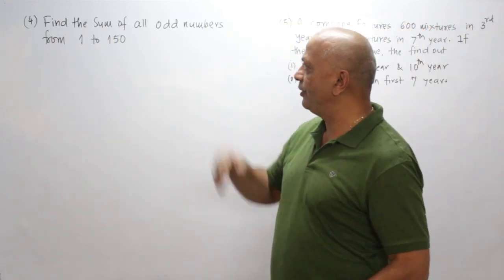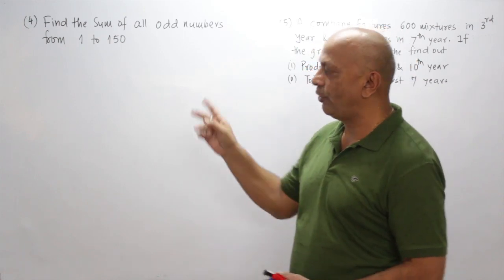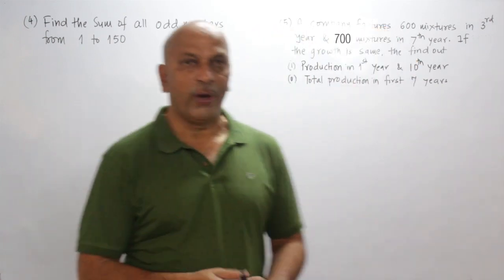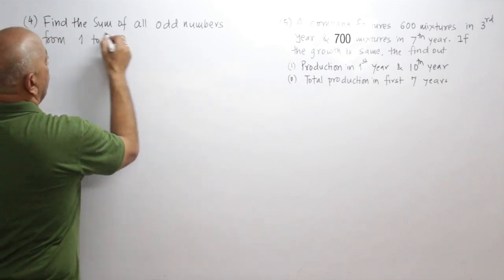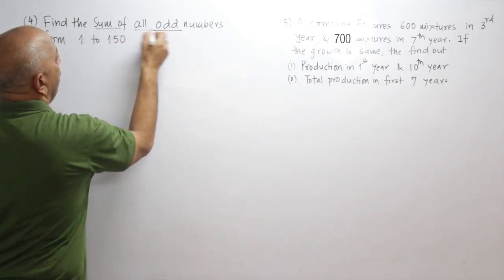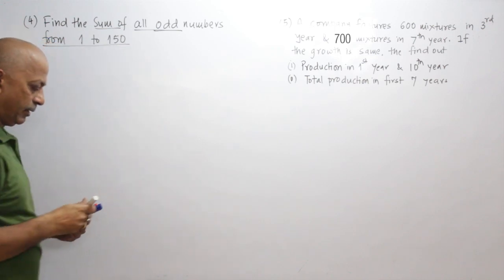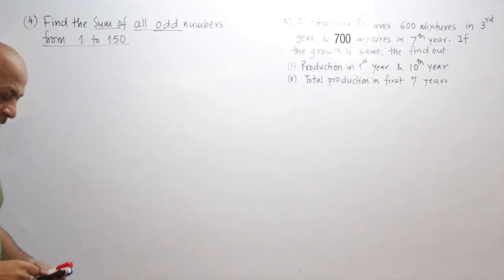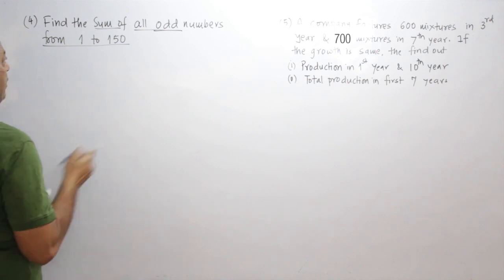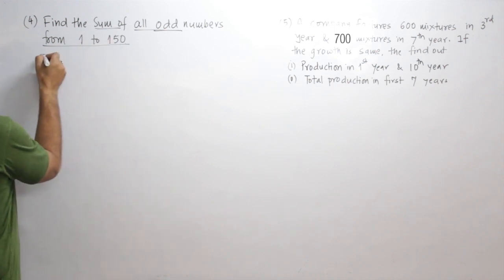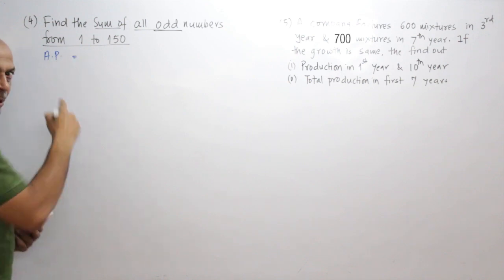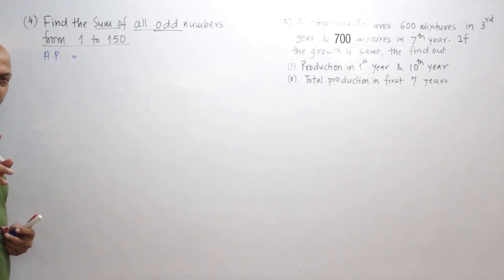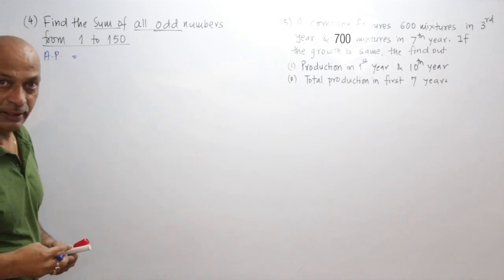Similar to the last one, find the sum of all odd numbers from 1 to 150. Quite simple. We have to find the sum of all the odd numbers between 1 and 150. Understanding the question is very important. So from 1 to 150, first write down the AP, don't forget to write the AP first, so that will give clarity, right?